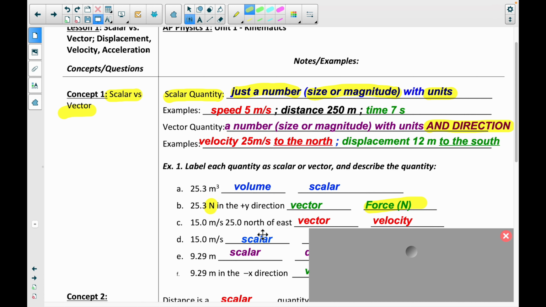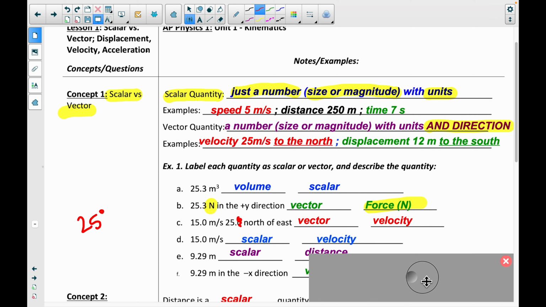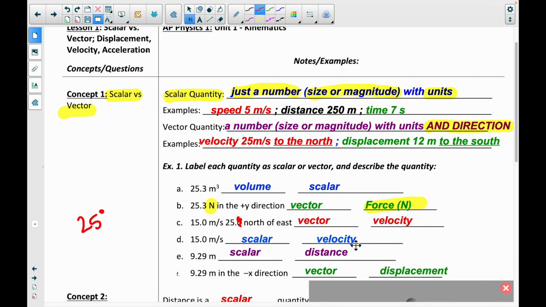This time, velocity, 15 meters per second, 25 degrees north of east. I think that's supposed to be 25 degrees, not 25.0, and it's a misprint. So 25 degrees north of east, it has a direction. If it has a direction, it is a vector. Now this next one, same number, but it does not have a direction. Therefore, it is a scalar. And I wrote velocity on there, and that really should be speed.